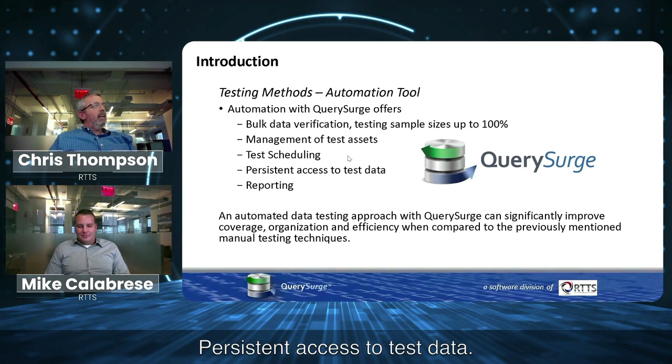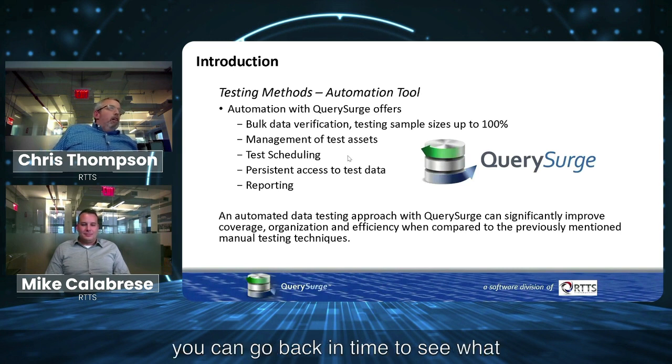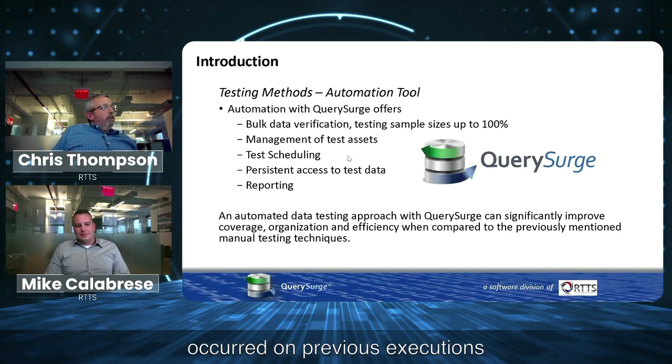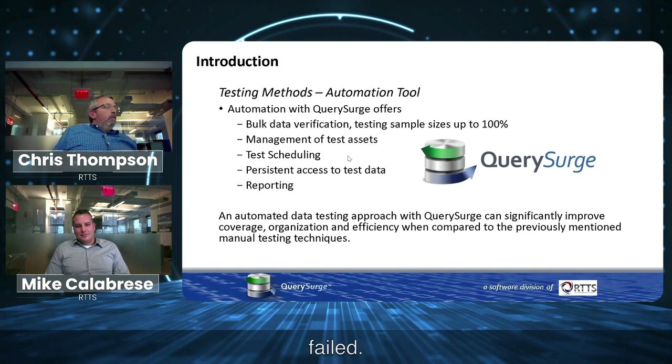Persistent access to test data. QuerySurge stores in its own database all result sets, so you can go back in time to see what occurred on previous executions of your tests, and robust reporting to see how many tests passed and how many failed over time.